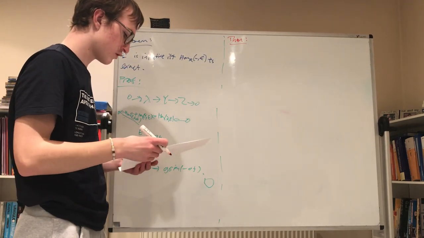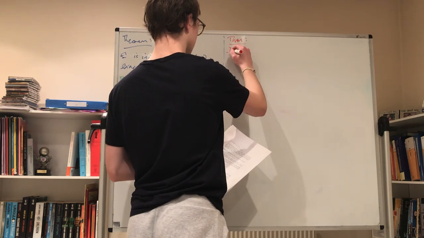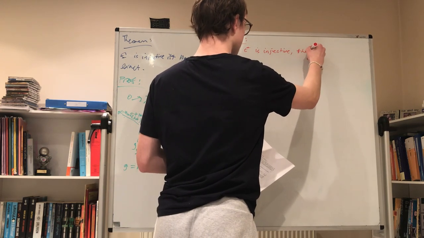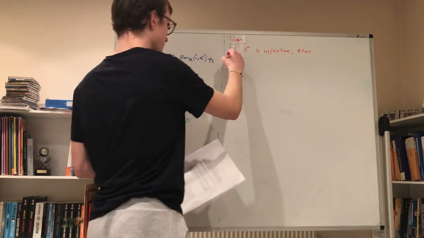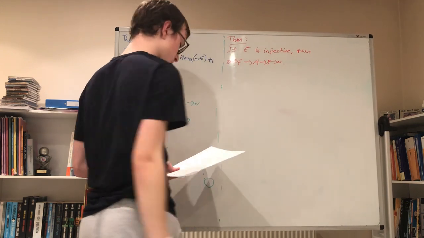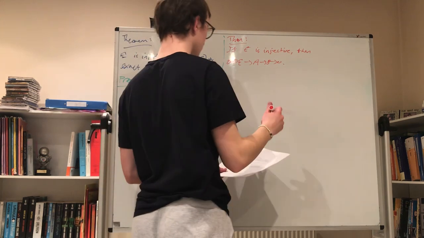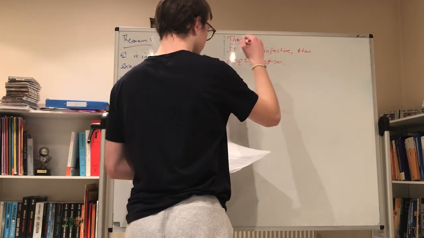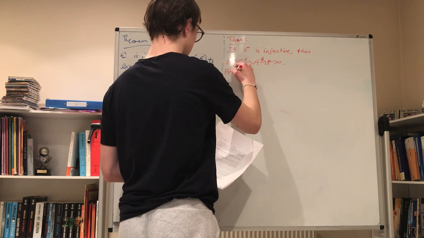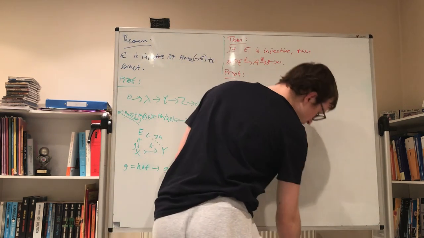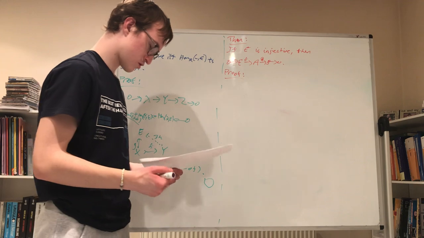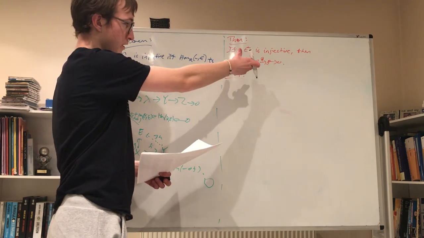Theorem. If E is injective, then the following sequence splits, where A and B are just arbitrary modules. Okay, so how are we going to prove this? Let me do this in purple, actually. Okay, so this thing will split.